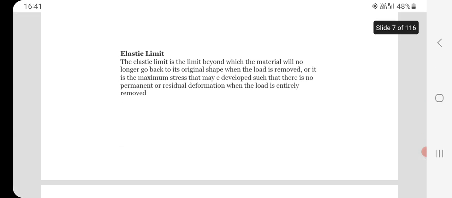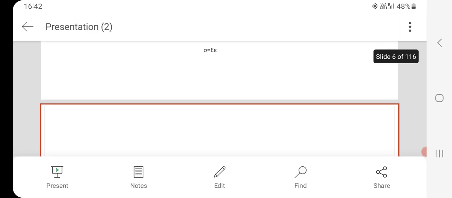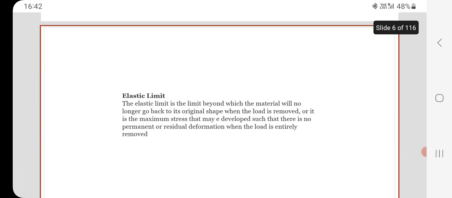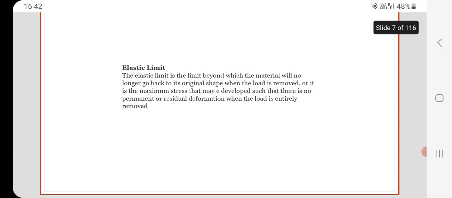Now we read elastic limit. What is elastic limit? The elastic limit is the limit beyond which the material will no longer go back to its original shape when the load is removed, or it is the maximum stress that may be developed such that there is no permanent or residual deformation when the load is entirely removed.